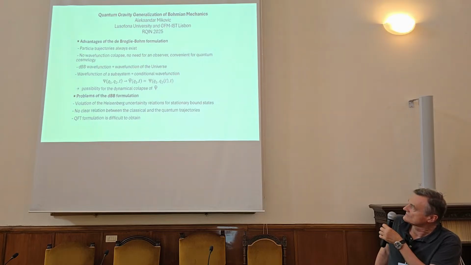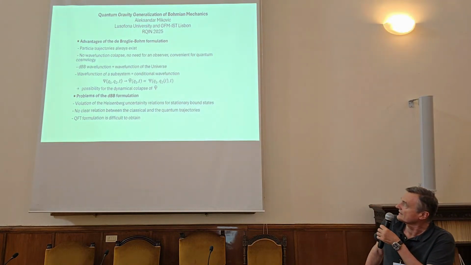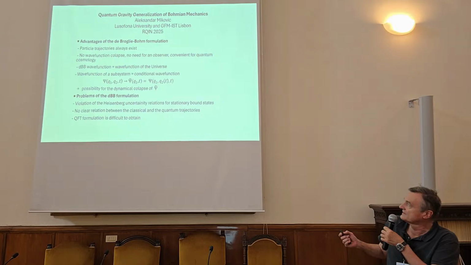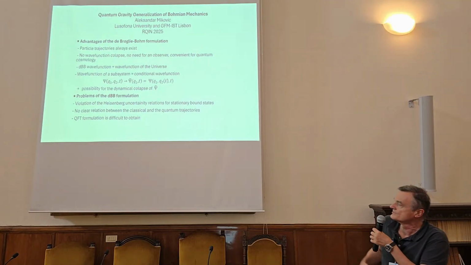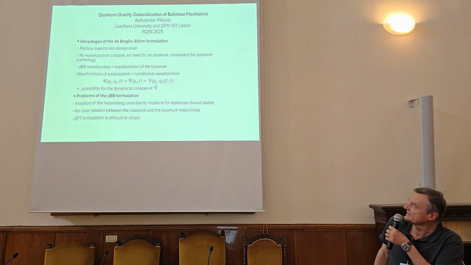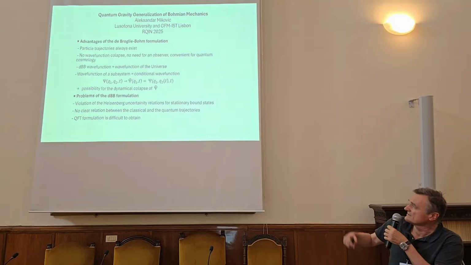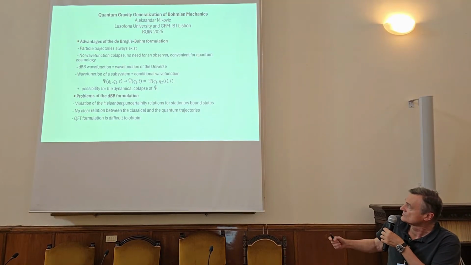So the advantages of the de Broglie-Bohm formulation is that the particle trajectories always exist, no wave function collapse. So no need for an observer, and here the de Broglie-Bohm wave function is really the wave function of the universe. And the usual wave function is obtained by what is called the conditional wave function. So in the wave function of the universe, you have to replace the coordinates of the rest by their solutions.